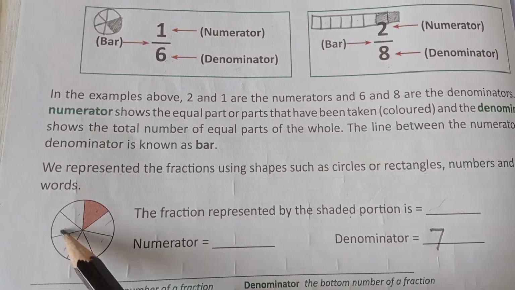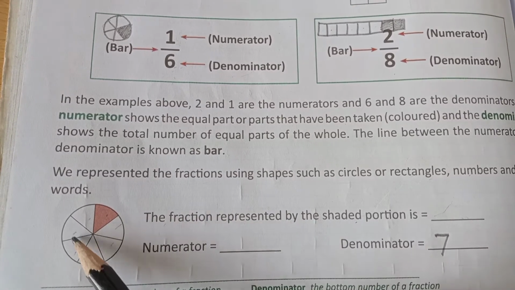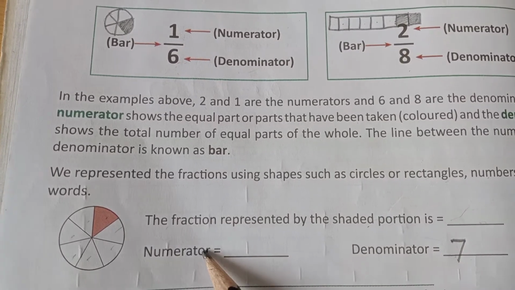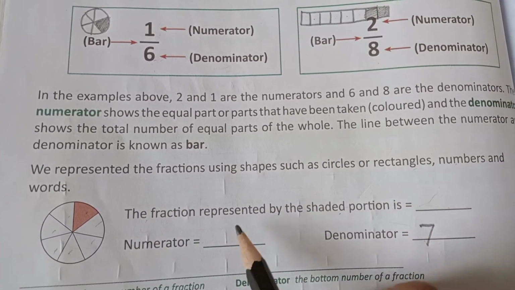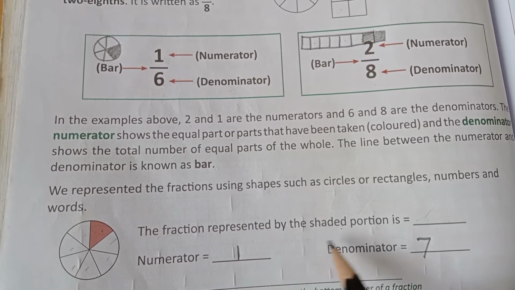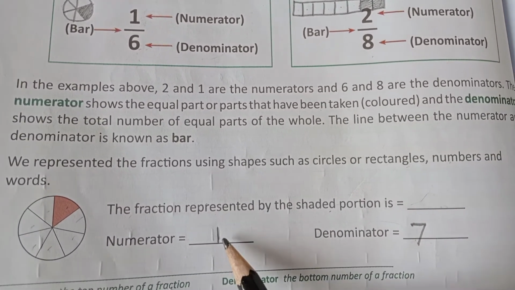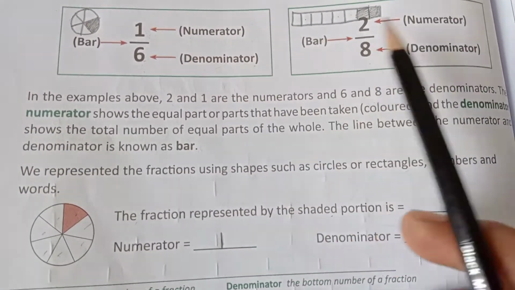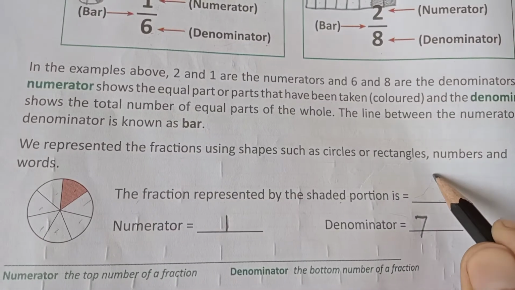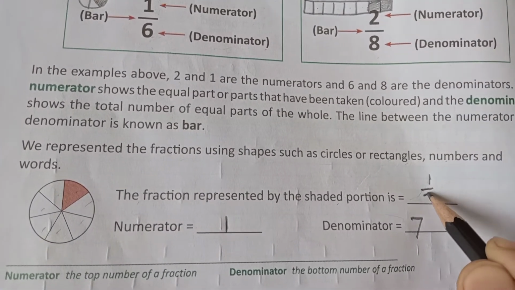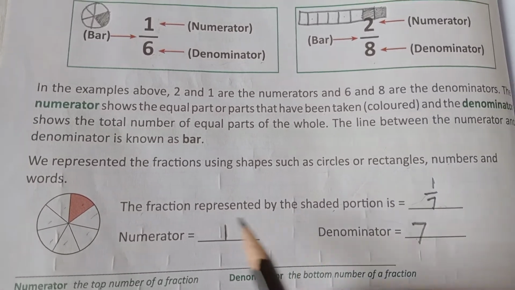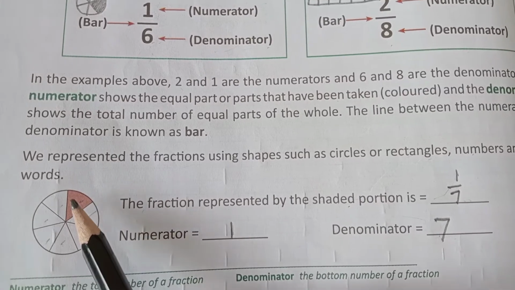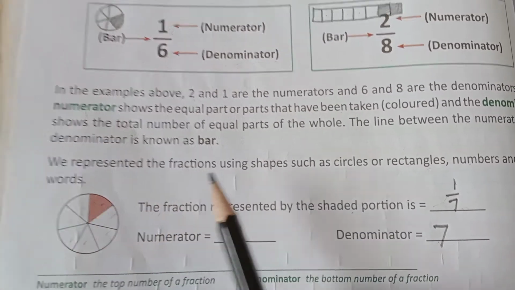Total parts means how many equal parts are there of a whole, that is our denominator. So the denominator is 7, and the numerator means the shaded part. Which part is shaded? Only one part is shaded. So how will we represent this fraction? On the upper side we write the numerator and on the lower side we write the denominator. So on the upper side will come 1 and on the lower side will come 7. So the shaded part is 1 out of 7, or you can say 1/7 part of this circle.